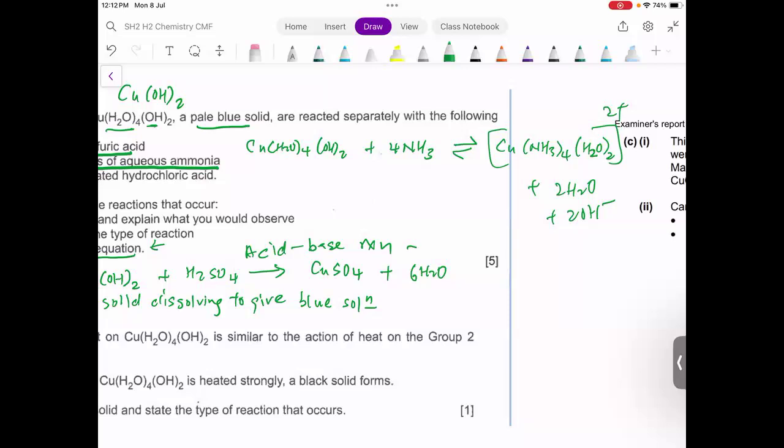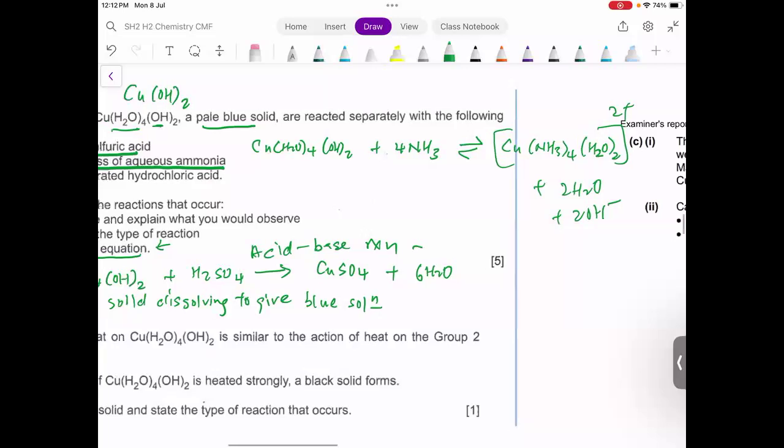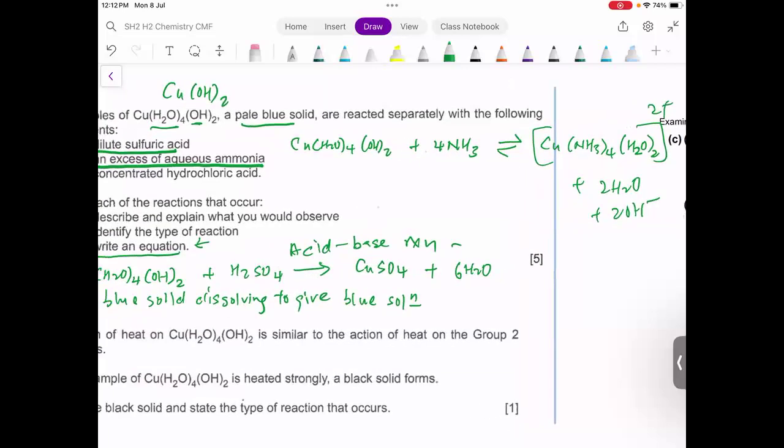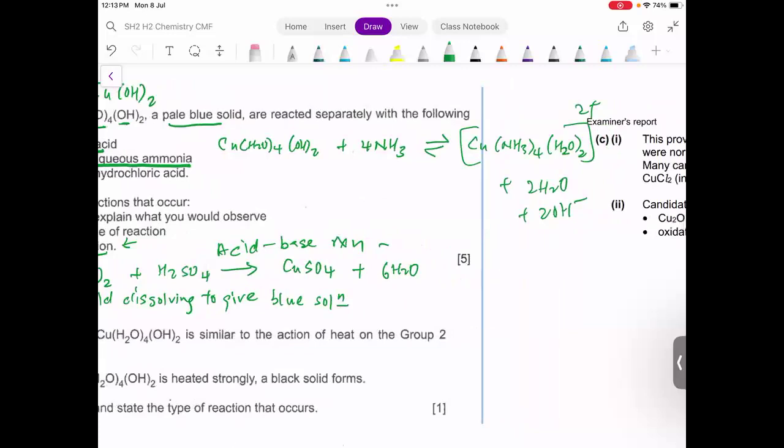Again, sorry. The first reaction is an acid-base reaction, then copper sulfate is not dark blue. The dark blue is only associated with the tetraammine complex. This one is a blue PPT, blue solid, and this one is the dark blue solution.